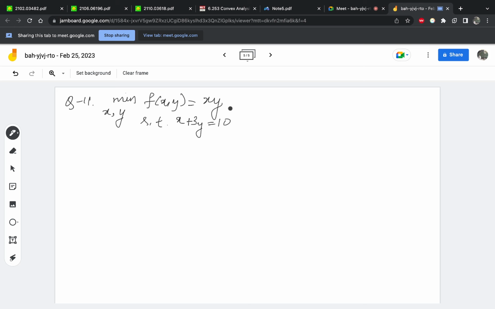Yes. So I can just rewrite this by putting x as 10 minus 3y into the function of y. That's it. It's an unconstrained optimization problem now. So a little correction, this is question number 10, right? Oh, 10, yeah, sorry.